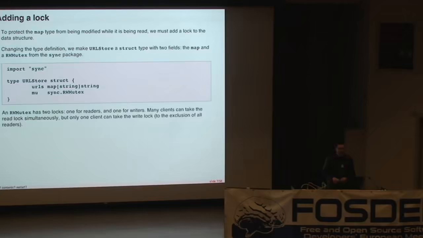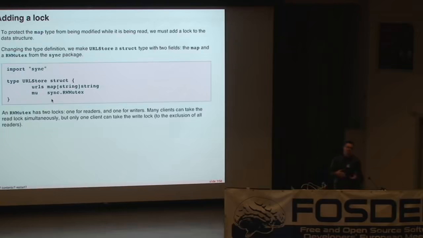So to protect the map type from being modified while it is being read, we must add a lock to the data structure. So to do this, we'll change the type definition. Instead of just being a map of strings to strings like that, we're going to turn it into a struct. And a struct is just like in C, a concatenation of values of other types. And any Go type can fit inside a struct. So in this case, we have two fields, URLs, which is our map of strings to strings. And then the second field is called mu, and it's of type sync.RWMutex. Sync is part of the standard library, and RWMutex is a reader-writer mutex.